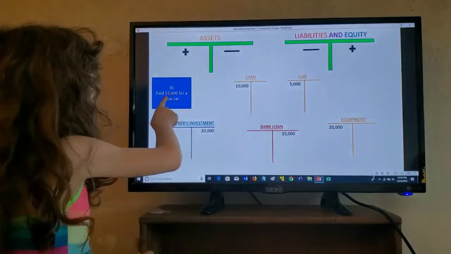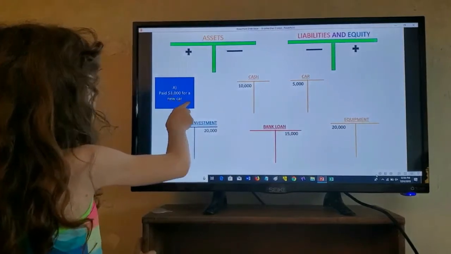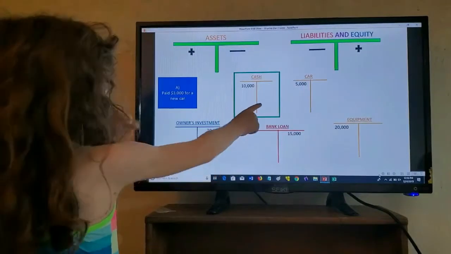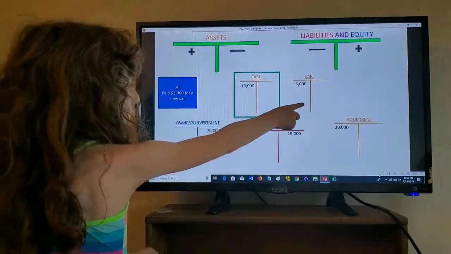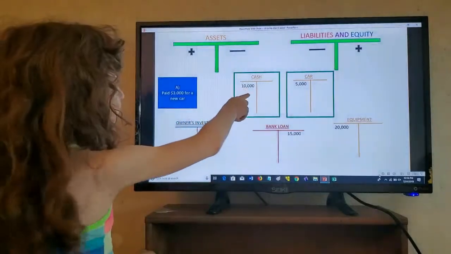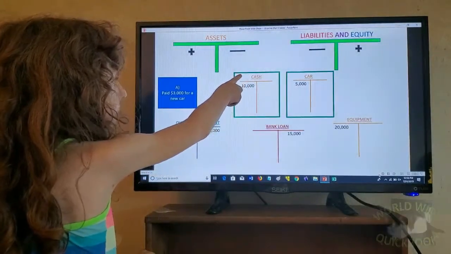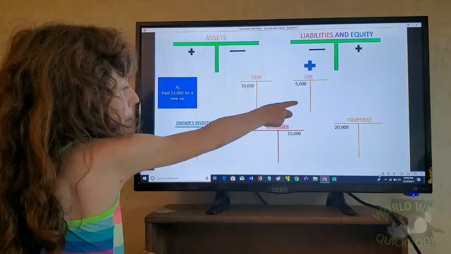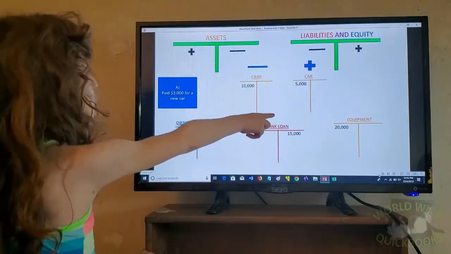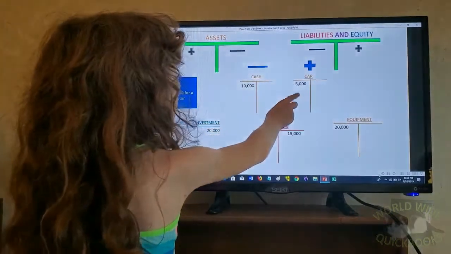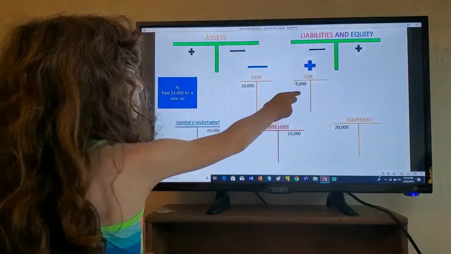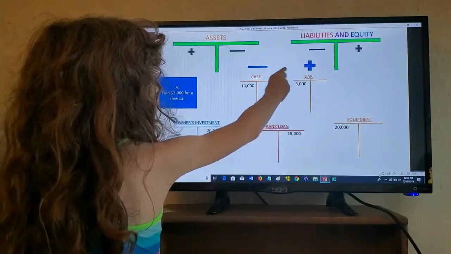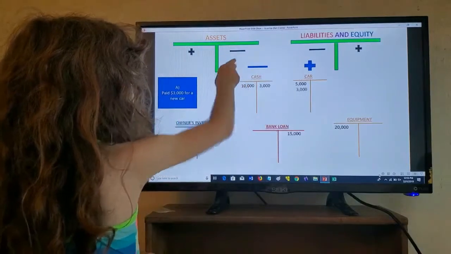Transaction A. If you paid $3,000 for a new car, the accounts that will change are cash and car. Cash will be minus because you're giving away cash, and car will be plus because you're getting another car. They're both assets, so car would be debit and cash will be credit.